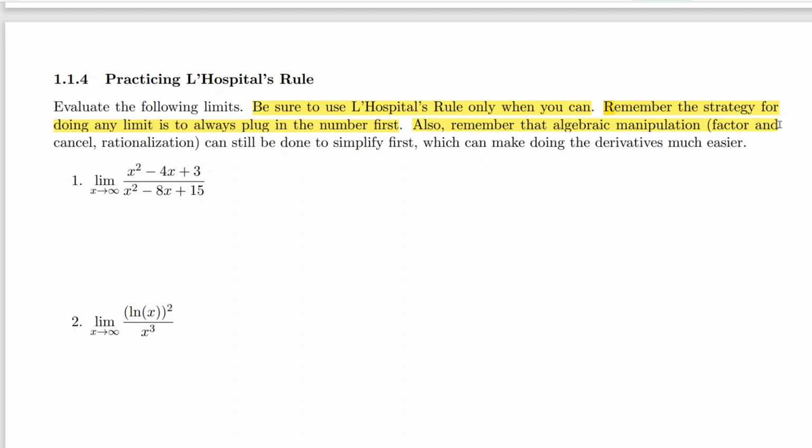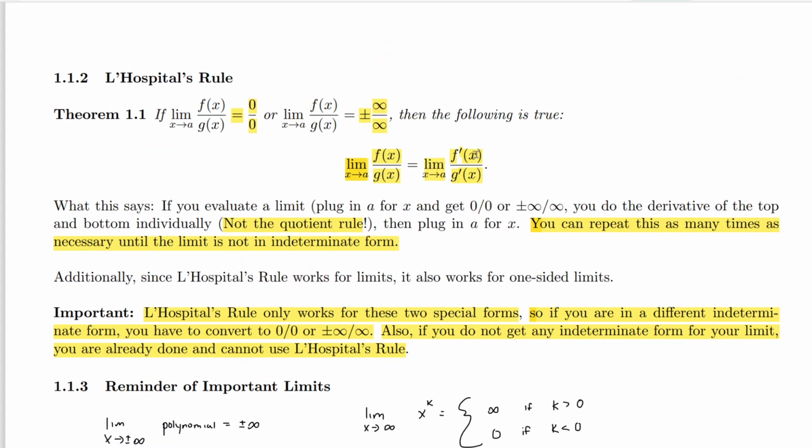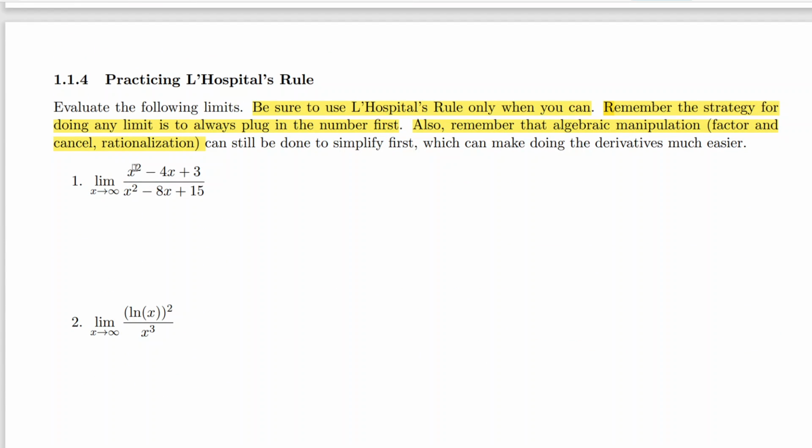And then another thing, you might not use this often, but algebraic manipulation, so factoring, canceling, rationalization if you have square roots, things like that, can still help you simplify first. If you think about what L'Hopital's rule says, if you have a fraction, you're doing the derivative of the top and the bottom. If you can get rid of square roots, or at least make it less, it's a lot easier than having to do the derivative with square roots. You're going to have the chain rule, and it's already a fraction, so it's going to be even messier when you do the derivative of the top and the bottom. So don't forget about simplifying if you can.